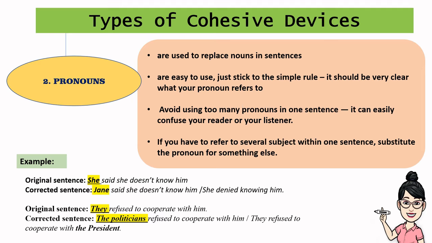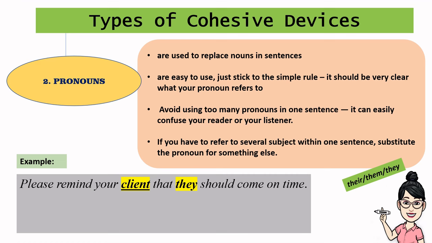Note that the pronouns their, them, and they can be used with a singular when you want to refrain from mentioning the person's gender. Example, please remind your client that they should come on time. We are talking about one person here, which is the client.